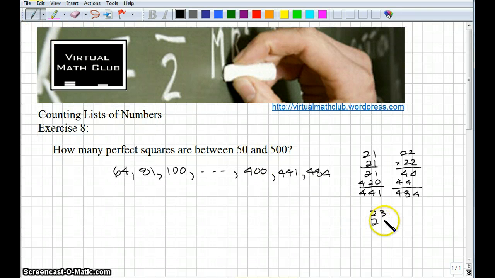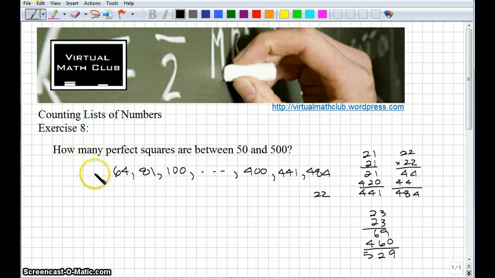23 times 23, so that's 9, 69, and 46. I can see already that that's too big. That's going to be 529, so that's way over. So it looks like our biggest one is 484, which is 22 squared.